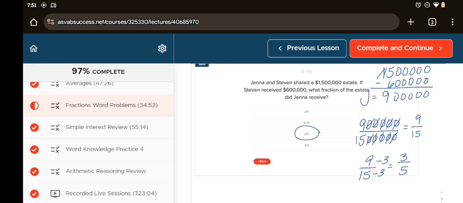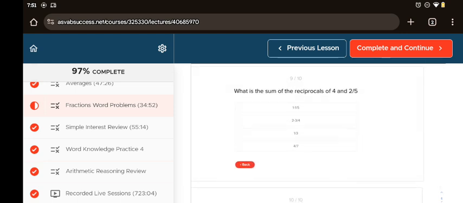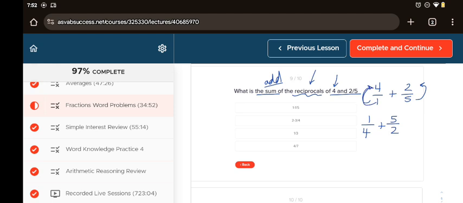I hope this is making sense. If you're ready, let's move on to number 9. It says, what is the sum of the reciprocals of 4 and 2/5? Sum means we are adding. So this is 4 over 1 plus 2 over 5. Remember, when we're working with fractions and we have a whole number, we can put that whole number over 1, and it makes it easier to work with. We're going to do the reciprocals now, so we flip each one before we do anything with it. So this becomes 1 over 4 plus 5 over 2. The 1 came to the top, the 4 came to the bottom, the 5 came to the top, and the 2 went to the bottom.